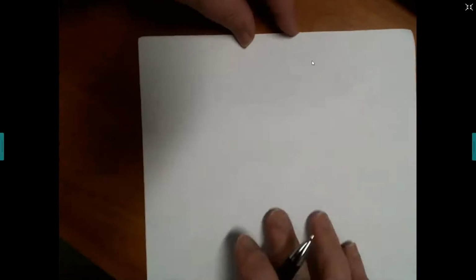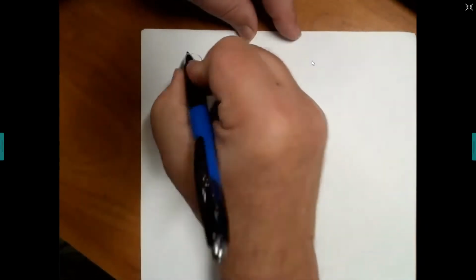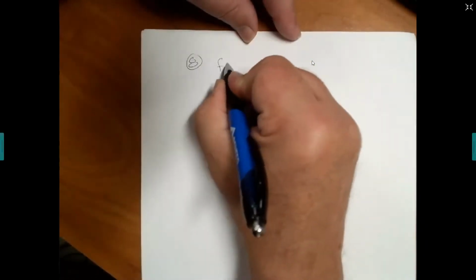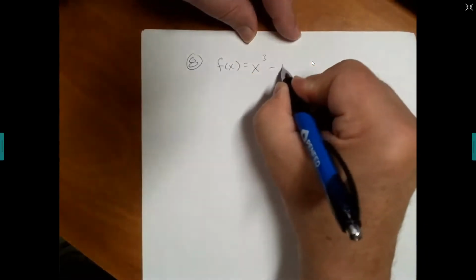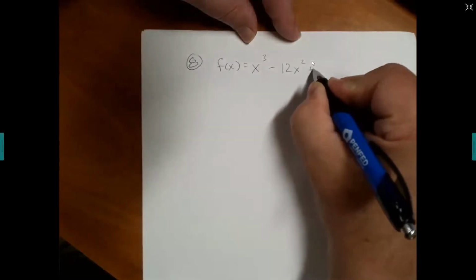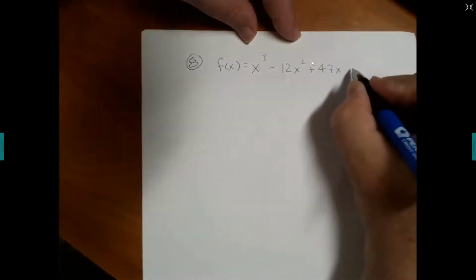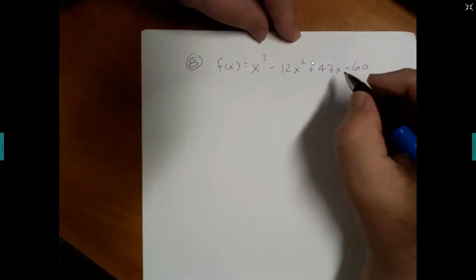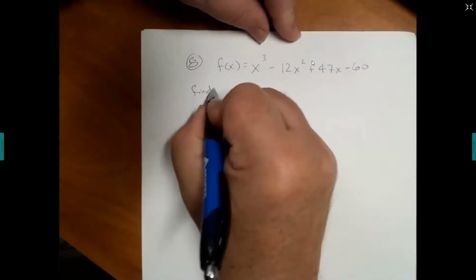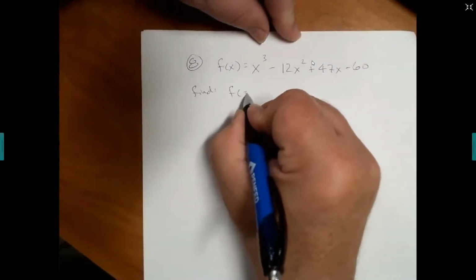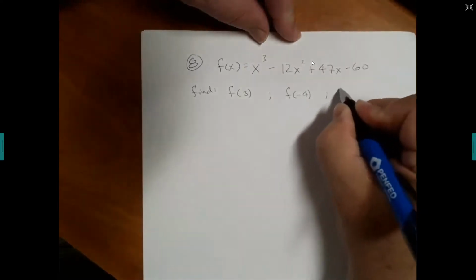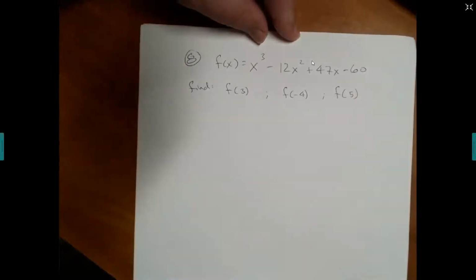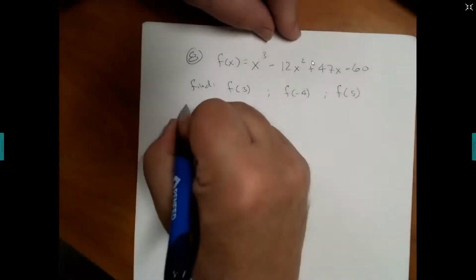Why would I bring that up? Let's look at number 8. We have f of x equals x cubed minus 12x squared plus 47x minus 60. Find f of 3, f of -4, and f of 5 using synthetic division.